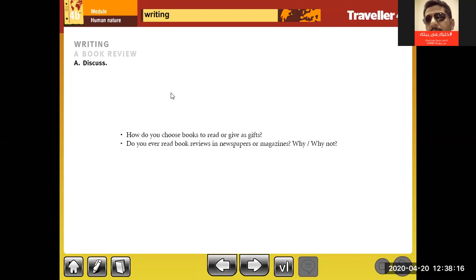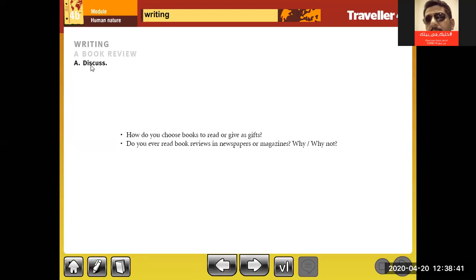مراجعات الكتب. Again, what is a book review? A book review is a short description of the readers' or the reviewers' opinions to tell you whether this book is good to read or not good to read.